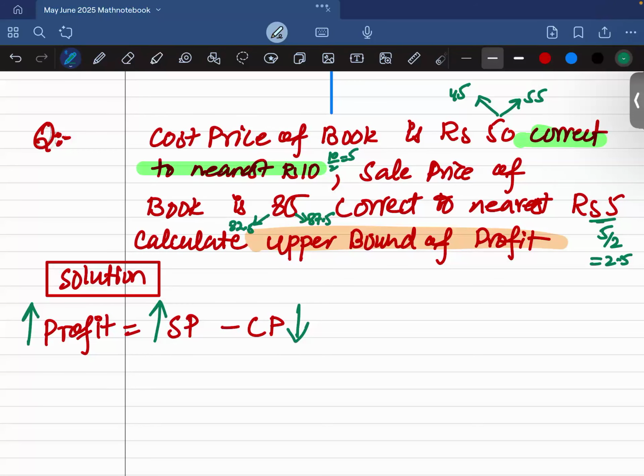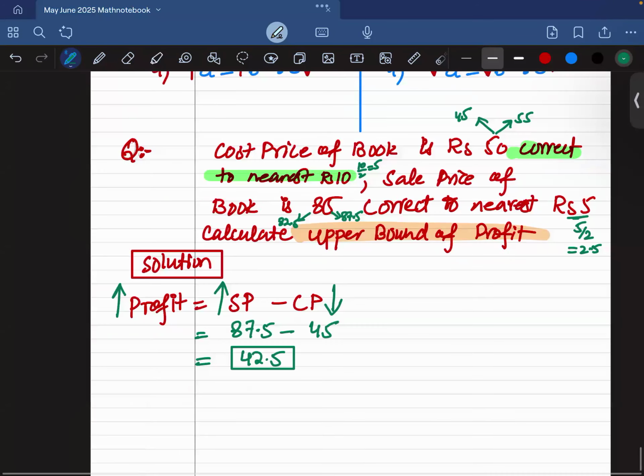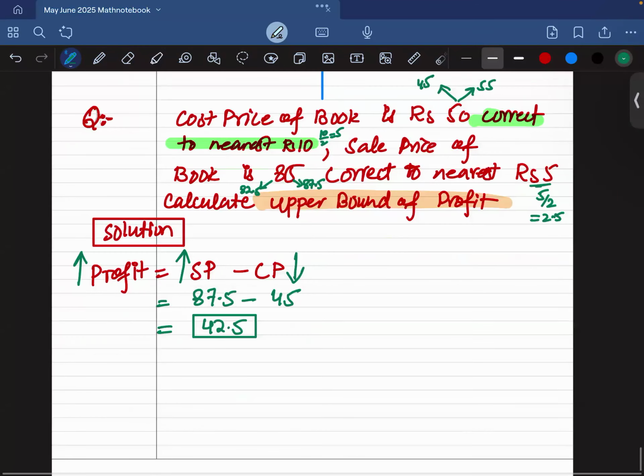So maximum profit or the upper bound of the profit: the upper bound of the selling price is 87.5 and the lower bound of the cost price is 45. So 87.5 minus 45 is how much? 42.5. 42.5 is the maximum profit. Understood? For example, this is part A.